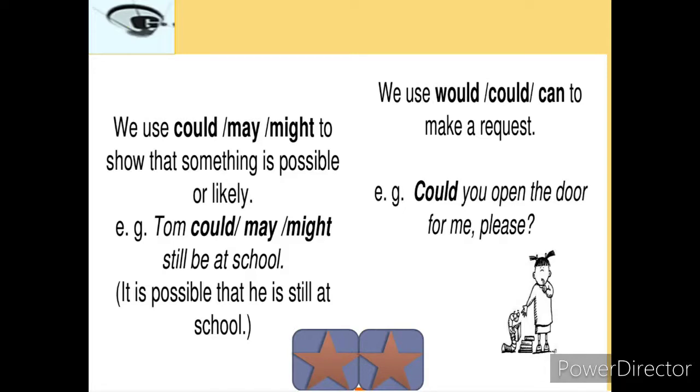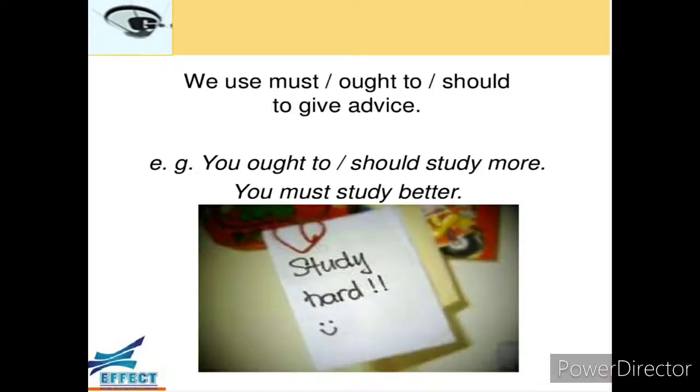We use could or can to make a request. Would, could or can we use to make a request. Could you open the door for me, please? It's a very polite request. Could you open the door for me, please? As I shared earlier, it's a formal way. Can is a little informal.